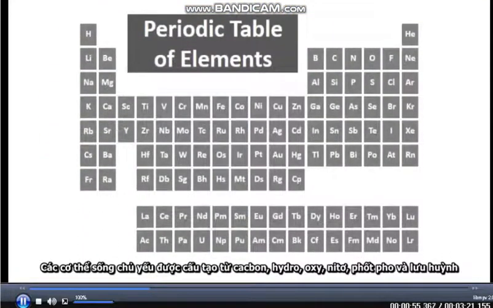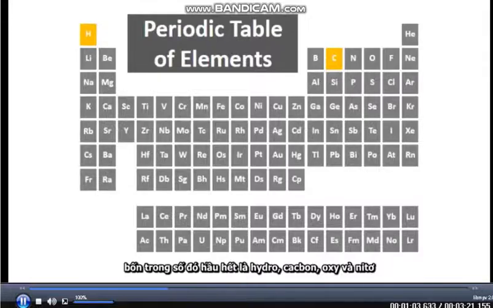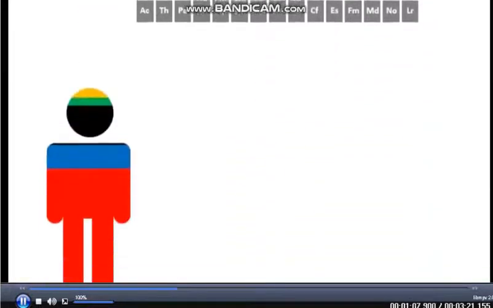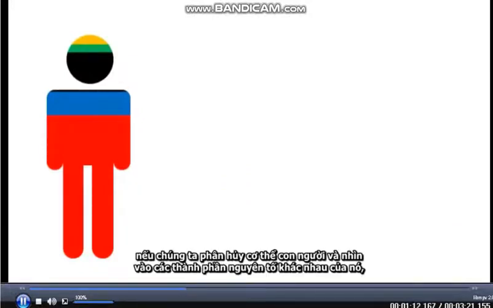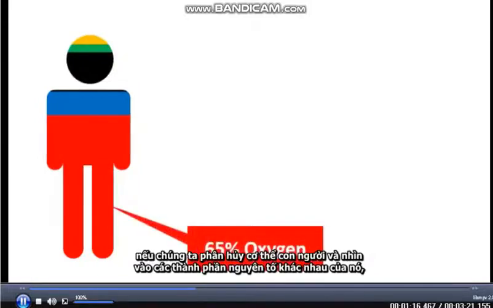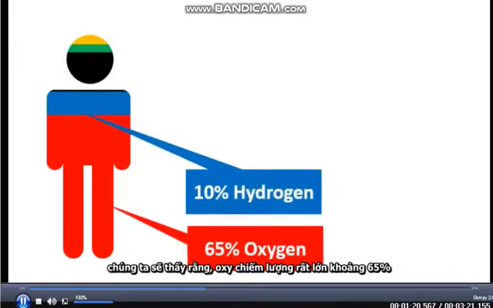Okay, so of those 6 things, we're really about 94% 4 of those things. We're mostly carbon, hydrogen, oxygen, and nitrogen. If we break down the human body and look at its different elemental components, we find that we are about 65% oxygen. That's a lot of oxygen. And we're about 10% hydrogen. So 75% of our body is oxygen and hydrogen.